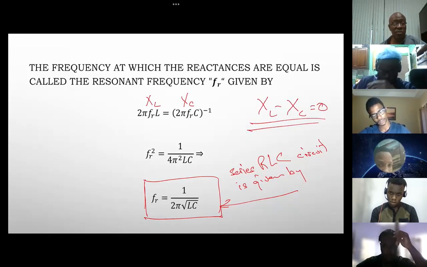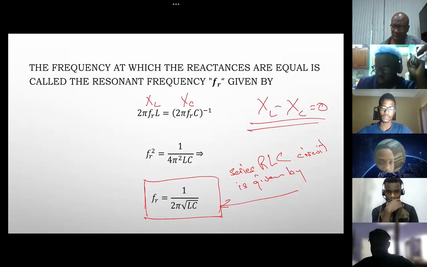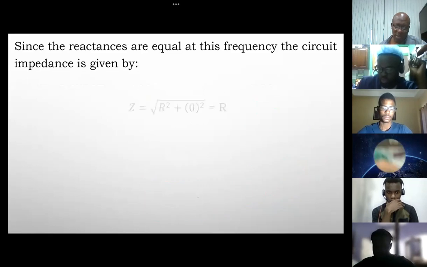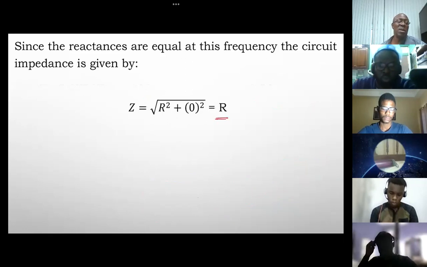All right. If that is true, then going back to the equation we showed earlier for the impedance, that equation would now be equal to the square root of R squared plus 0, which is equal to R. So from this, we can make some other statements.